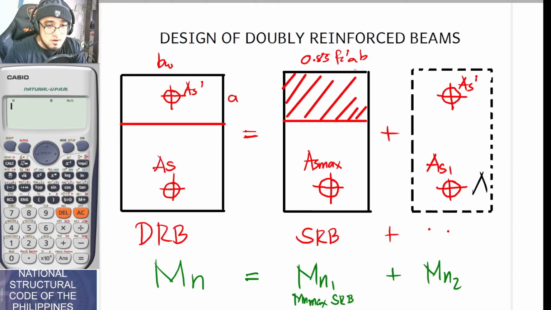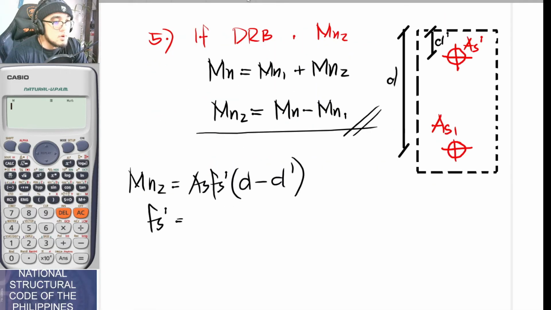Okay, so where were we? Going back here. From that, guys, for your Fs prime, if you can remember your equation from the last pre-recorded video lecture, this is now equal to 600 times C minus d prime divided by C.